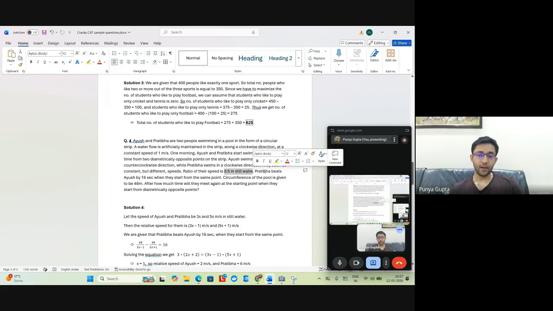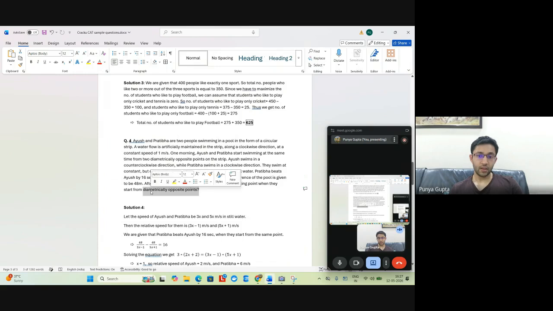Now we are given that Pratibha beats Ayush by 16 seconds when they start from the same point. And the circumference of the pool is given to be 48 meters. We are being asked to find after how much time they will meet again when they start from diametrically opposite points.